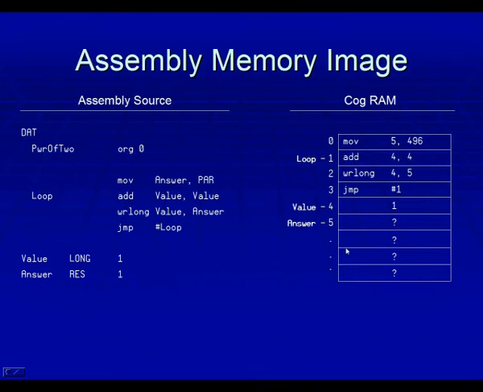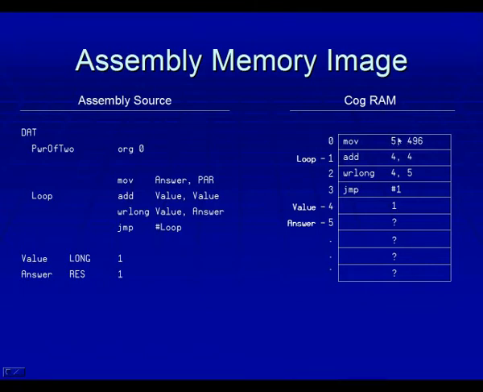Most of the time it doesn't matter because you don't care what's there. You're not using that space. So on the right side now we have kind of an image of the cog RAM. It doesn't look exactly like this. It's assembled into machine code, but I'm showing it here symbolically for you. But I did change some things. If you notice, this move answer comma par command has now become move 5 comma 496. The 5 and 496 aren't numbers that it's operating on. It's actually the register address that the move command will use.